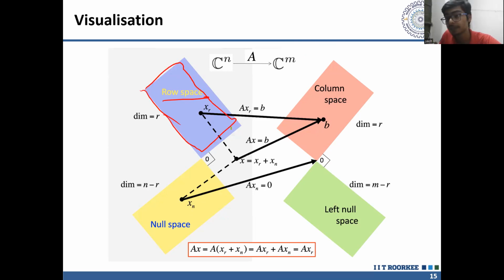So the null space will be perpendicular, or orthogonal, to the row space. The dimension of the row space will be the rank, which we have seen earlier, and so the null space will be perpendicular to this, and similarly the column space will be perpendicular to the left null space.